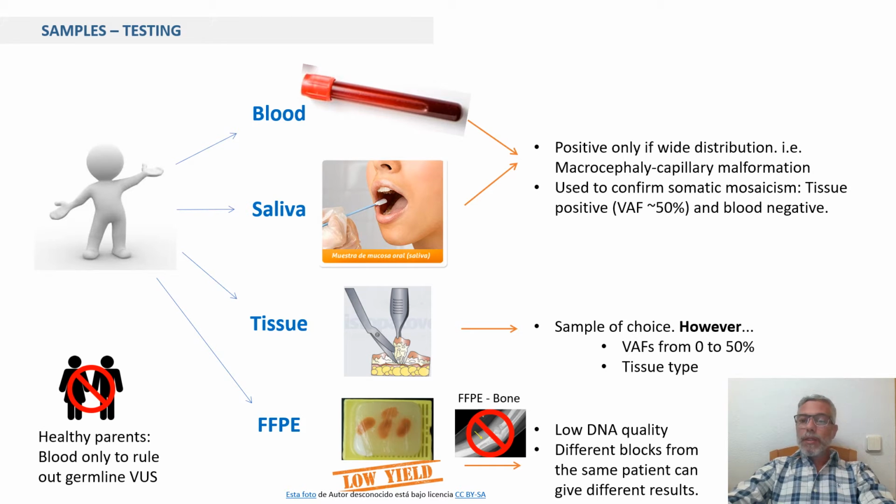What's more, when this sample is already available from previous surgeries, it is usually embedded in paraffin, so it can be studied by pathologists. But in these samples, the DNA is degraded and it makes it very difficult to detect variants present in a very low percentage of cells, even when we talk about affected tissue. Further, if the sample embedded in paraffin is from bone, it is almost impossible to obtain DNA for testing.